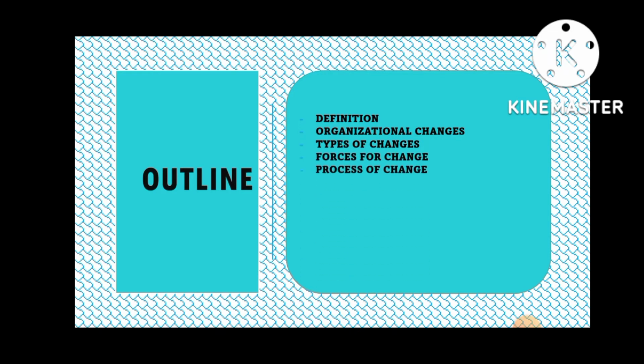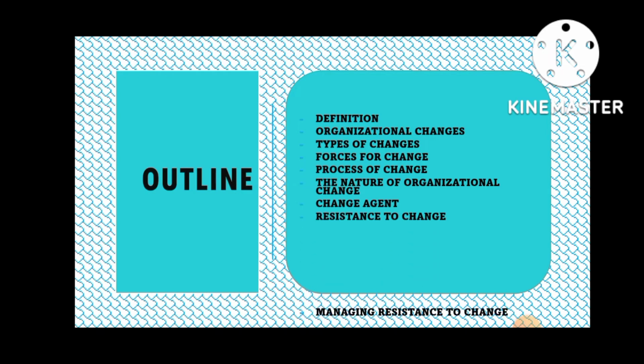So before we proceed, here is the outline of my report. First, I'm going to define organizational change. Then, let's discuss the organizational changes and the types of changes, the forces for change, the process of change, the nature of organizational change, the change agent, the resistance to change, and managing resistance to change.